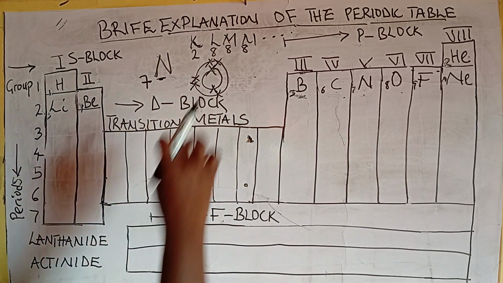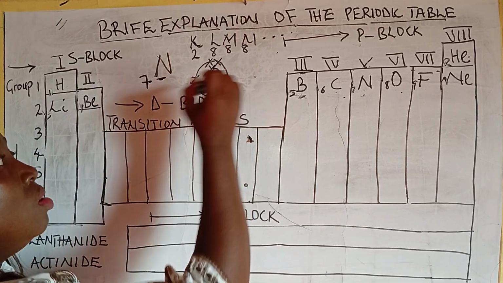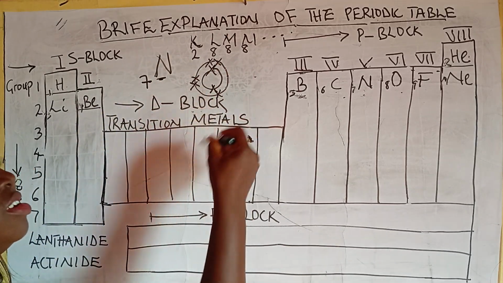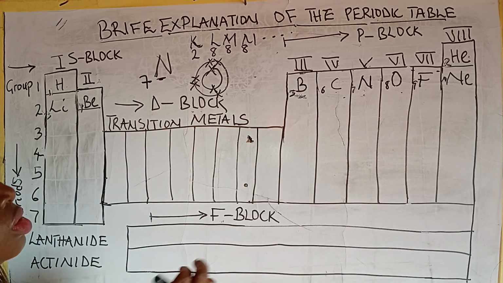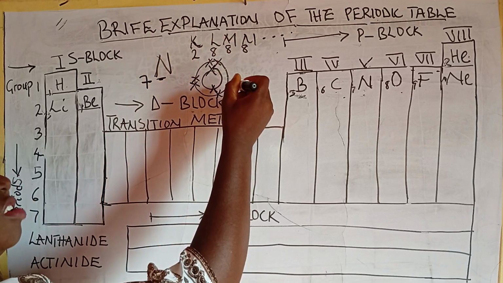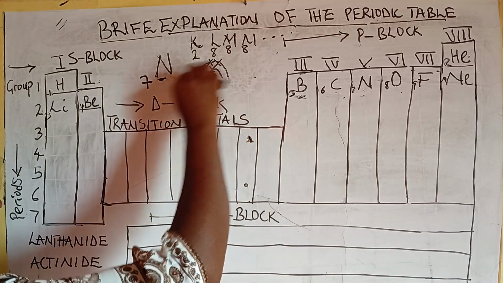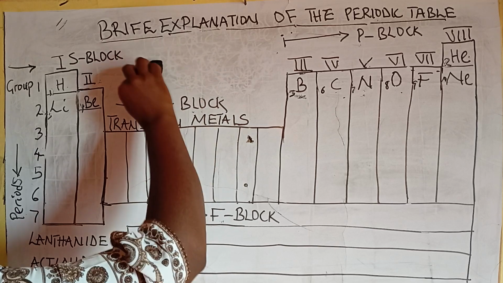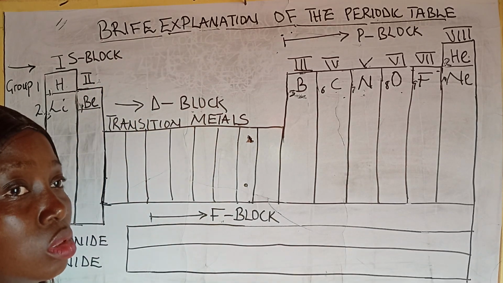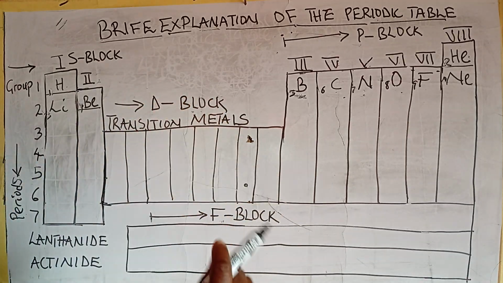Now the valency of nitrogen is 3 because it needs 3 electrons to reach the octet configuration. So when nitrogen undergoes chemical combination, it will need 3 electrons to reach the octet configuration.